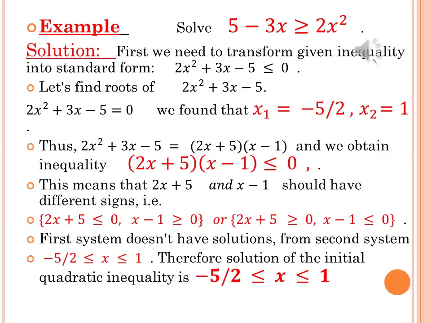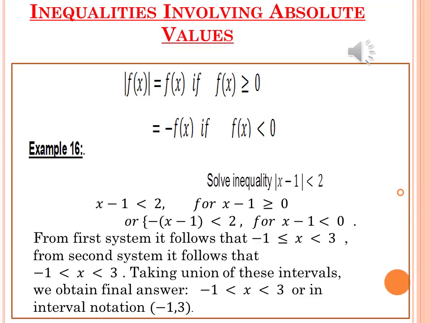If we put it on the number line, we get the solution x less than 1 and greater than negative 5 over 2. It is the final result to solve this inequality.